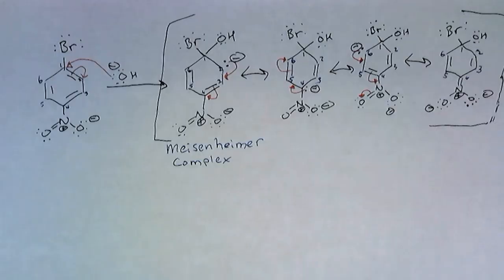The second step of the SNAr mechanism is loss of the leaving group, and we can show that from any of the resonance contributors. But in this case, let's use the last one we drew that has the extra electron density down on the nitro group.